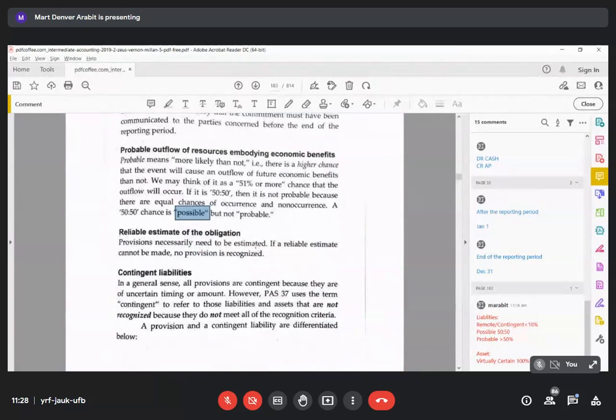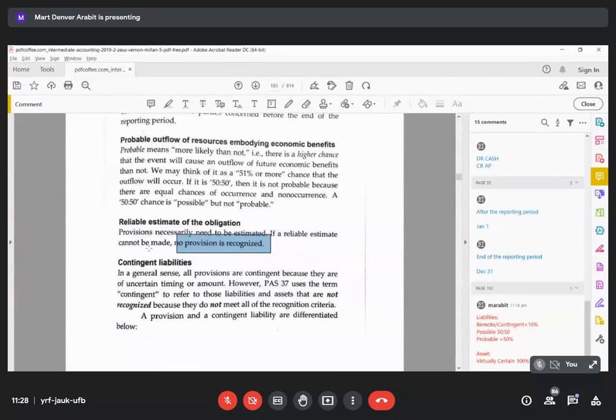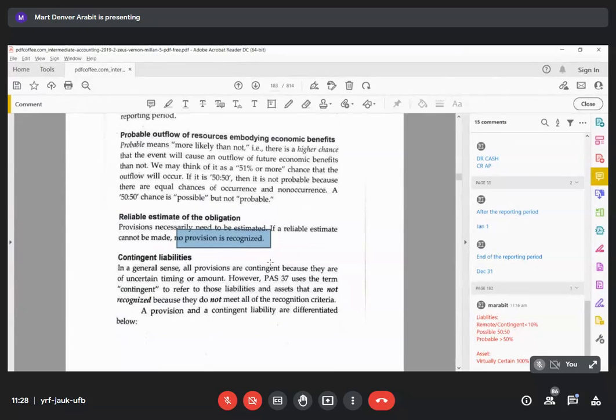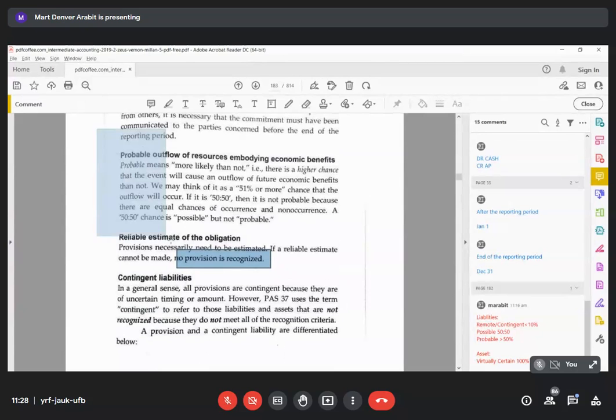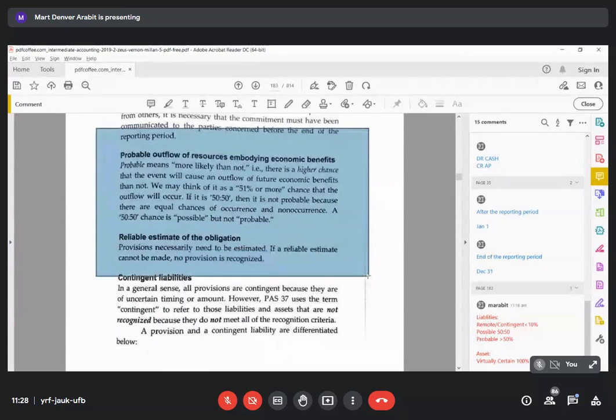Reliable estimate of the obligation. Provisions necessarily need to be estimated. If a reliable estimate cannot be made, then no provision is recognized. Very straightforward. If no reliable estimate can be made for the provision, then it is not recognized. Okay? Any questions? If none, let's continue.